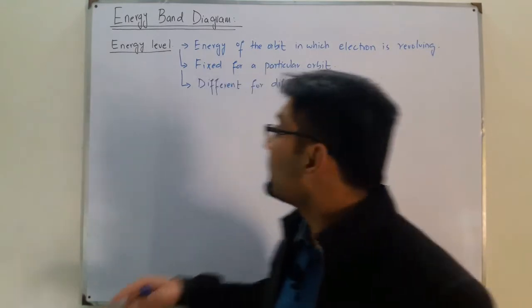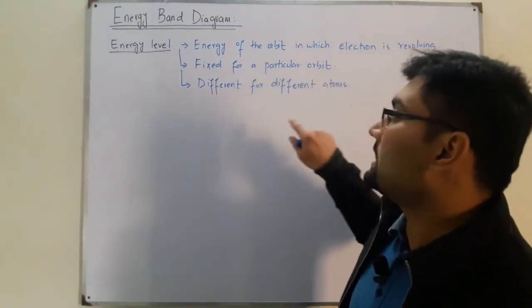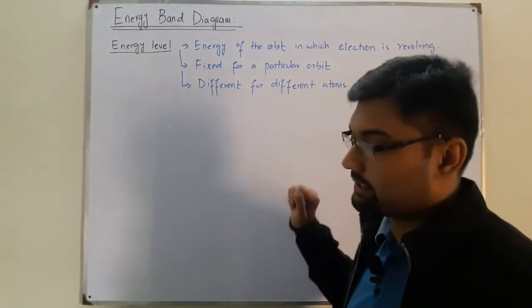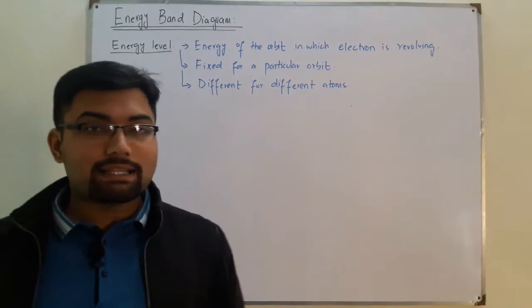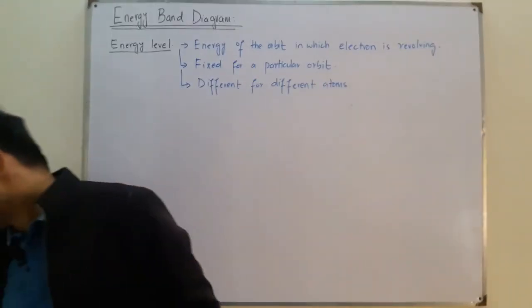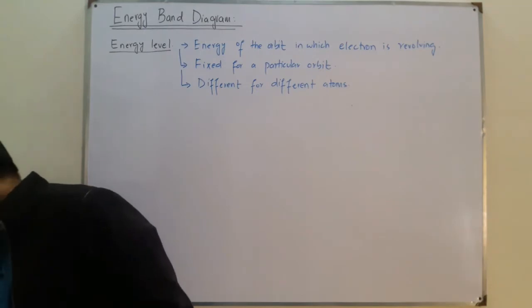So which means for a single atom, fixed for a particular orbit, for a single atom, right? And they are different for different atoms. So the electrons are revolving at a particular energy level, right? So let me read it out from the book as well. Or let me write down over here.